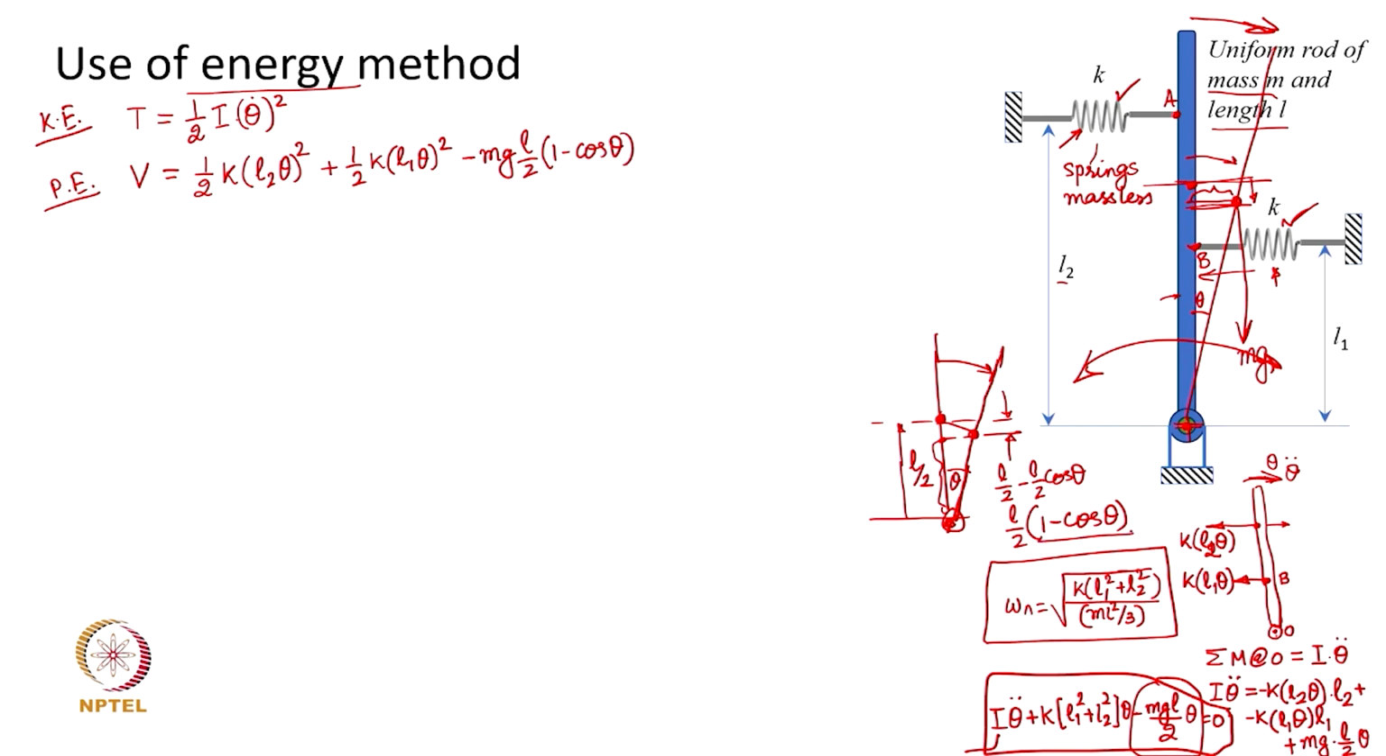How do I write 1 minus cos theta for small angle approximation? It is 1 minus sine square theta raised to power half, and then I can expand this and approximate it as 1 minus half theta square, ignoring higher order terms. So, 1 minus cos theta is approximated by half theta square.